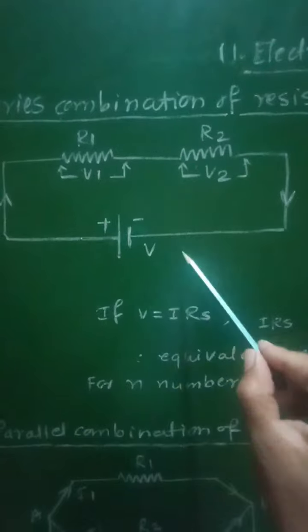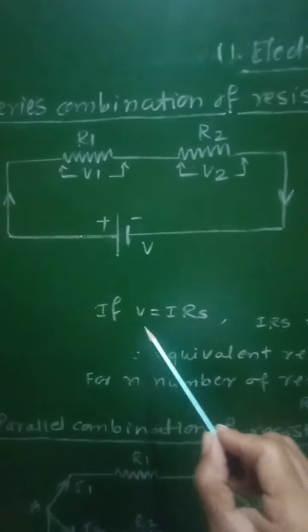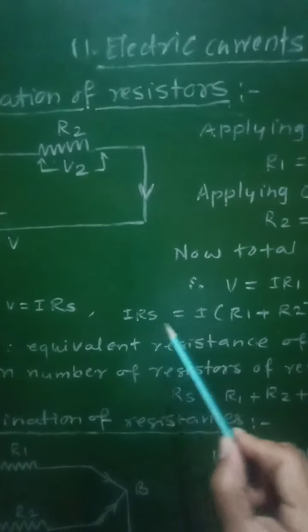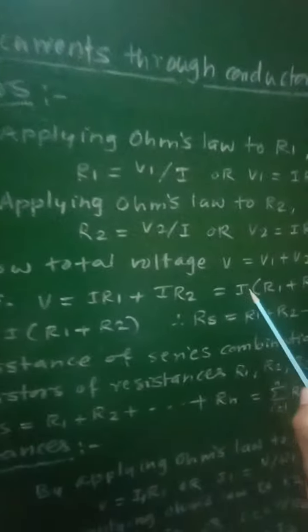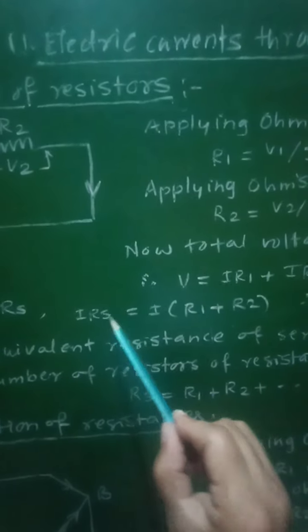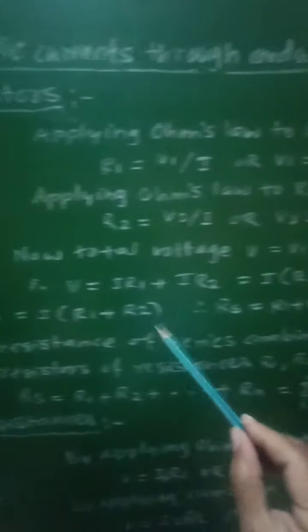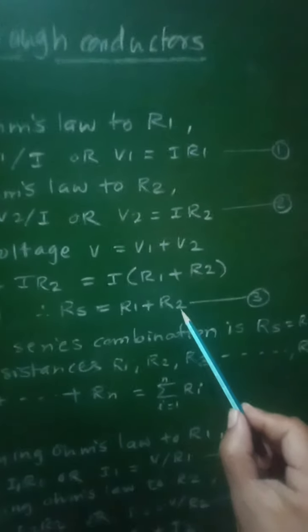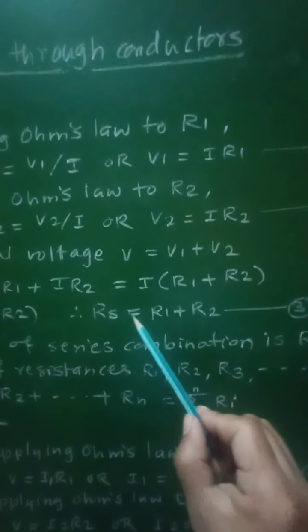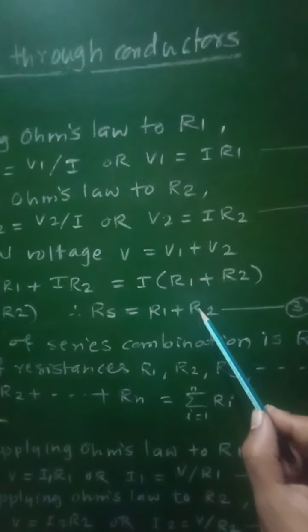Then we can write this total potential V supplied will be equal to I into RS by applying Ohm's law to that circuit. Therefore we can write I RS is equal to, from the earlier equation, I into R1 plus R2. Cancelling I on both sides, we will get RS is equal to R1 plus R2, equation number 3. And therefore this equation number 3 gives the equivalent resistance of the series combination of two resistances R1 and R2.